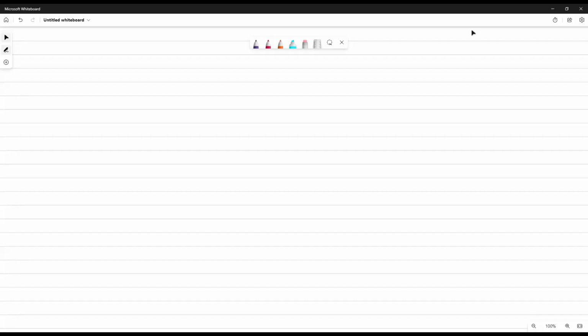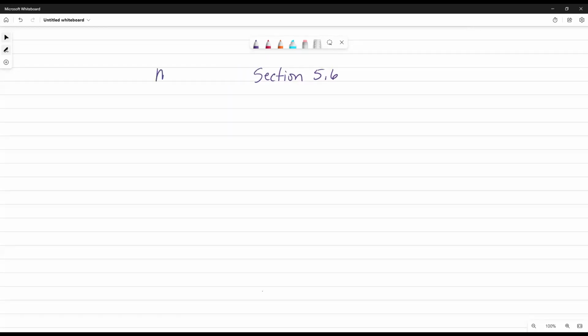Recording in progress. So we're going to start section 5.6, Math 7. So this one starts on page 206. We'll see how far we get, but I think it ends at the top of page 209. All right, so this one covers rational expressions.